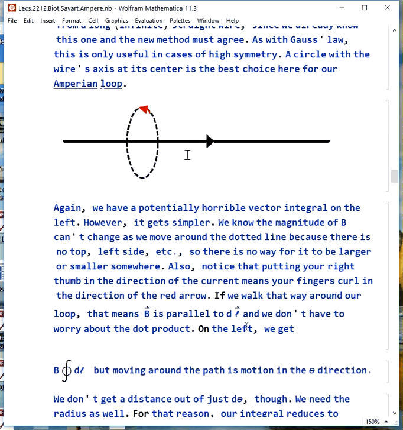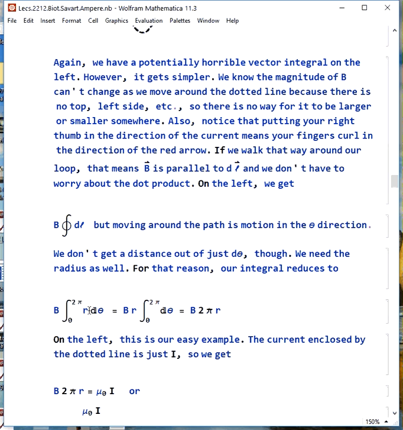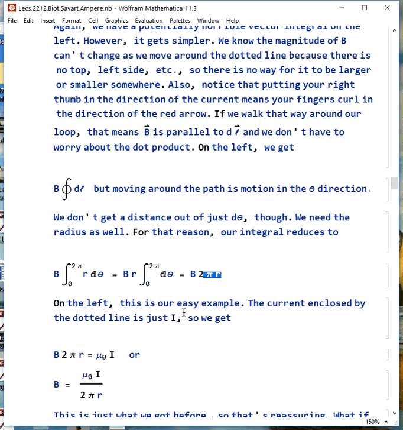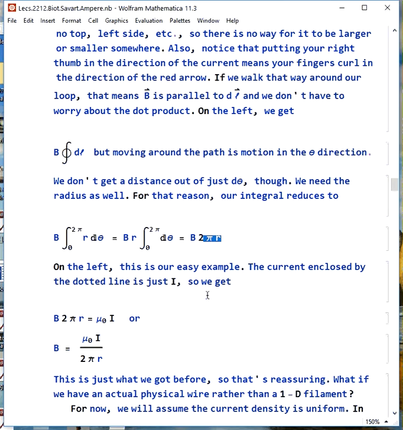On the left, I get a much simpler integral, like we always did with Gauss's law. What's the distance around this path? Well, all I have to do is integrate r d theta from 0 to 2 pi. That's what we get. We get 2 pi r. So it's the circumference of the loop times B. That's the easy part. On the right, all I get is mu naught times I, because the current enclosed is I. So I can solve this for B as mu naught I over 2 pi r. So it's reassuring that it matches what we had before.